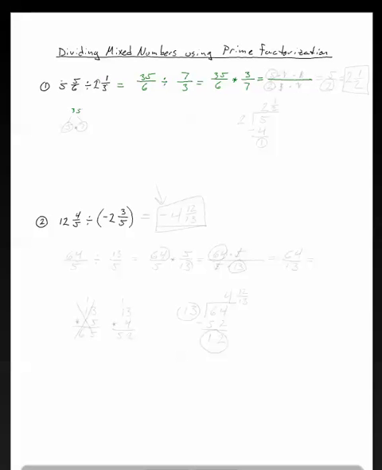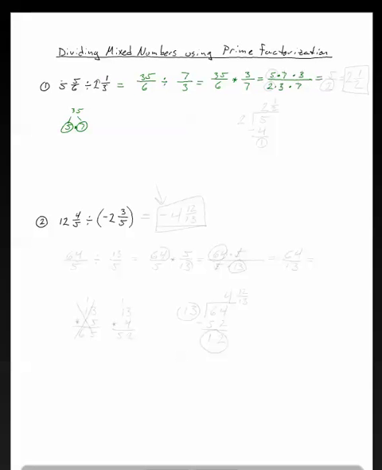35 is 5 times 7, and 5 and 7 are both prime. So 35 is 5 times 7, and then we've got our factor of 3 left. 6 is 2 times 3, and 2 and 3 are both prime, and then we've got our 7 left.